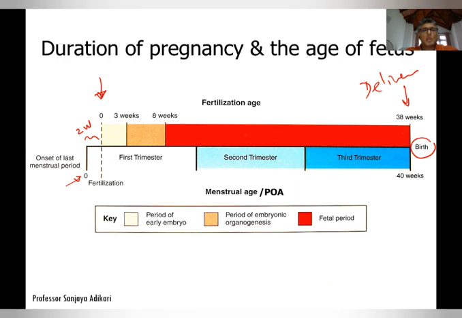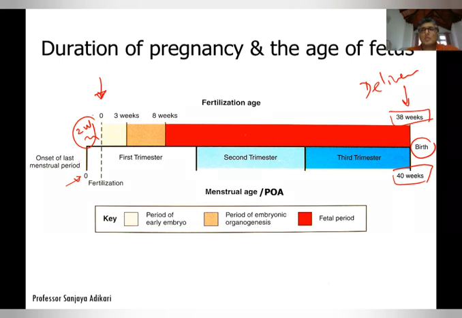Then if you go to the lower part of the diagram, if you start with the onset of the last menstrual period that the woman remembers, and calculate from that, instead of 38 weeks, you get 40 weeks. Why? Because of this additional 2 weeks. That is 2 weeks more than the baby's age, because we have added these 2 weeks.